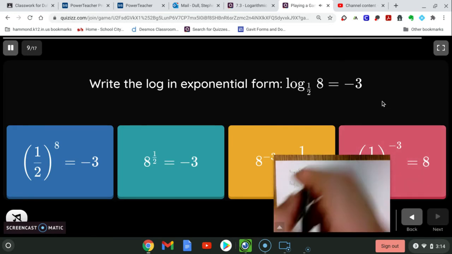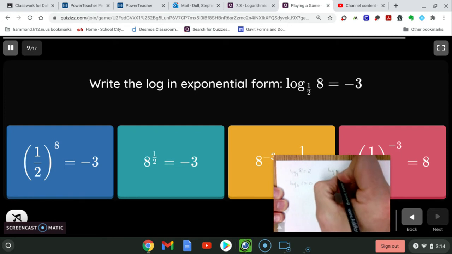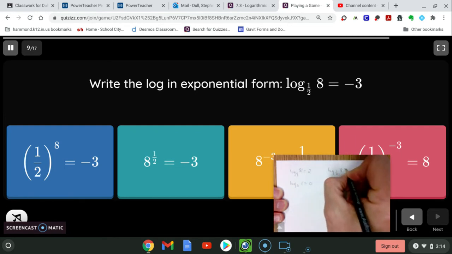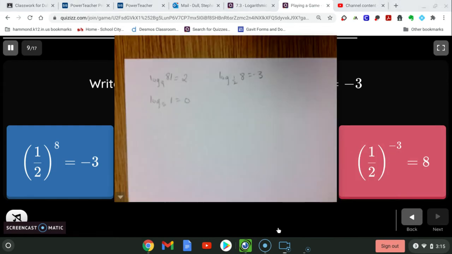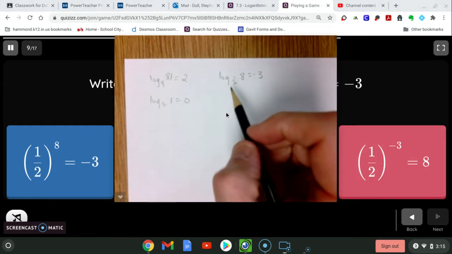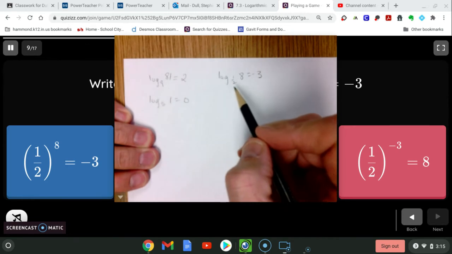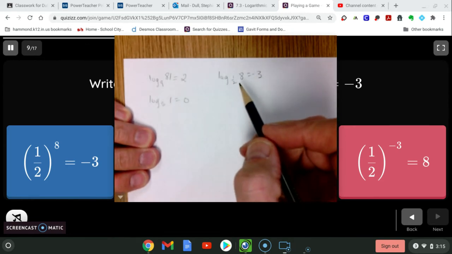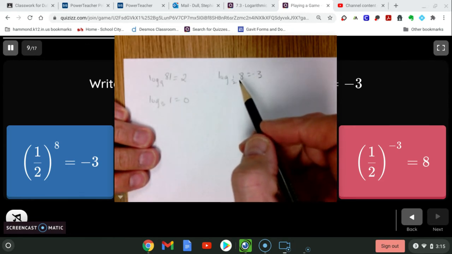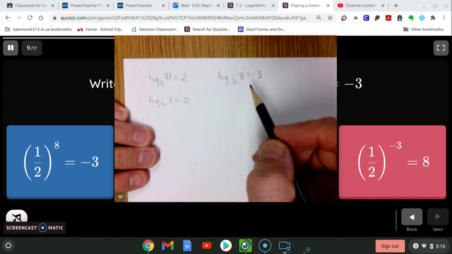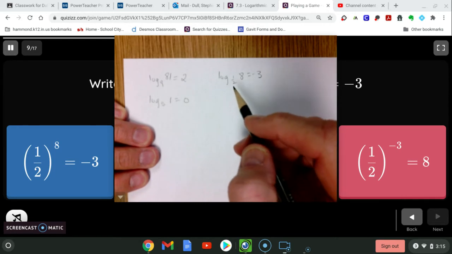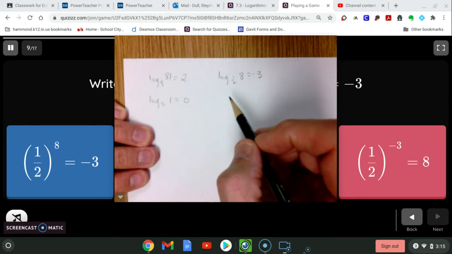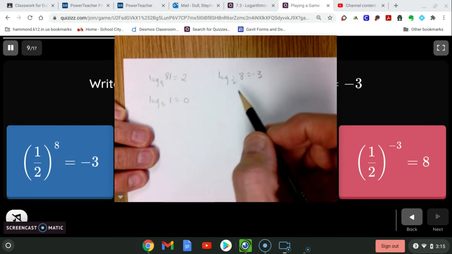All right, a little more challenging one. We have log base 1/2 of 8 equals negative 3, and our job is to write this as an exponential. We look at these three numbers and don't really see any relationship between 1/2, 8, and negative 3, so our head starts to spin a little bit. I picked this problem intentionally in class because I wanted to force you to see the pattern and plug the parts into the pattern to see how this works.